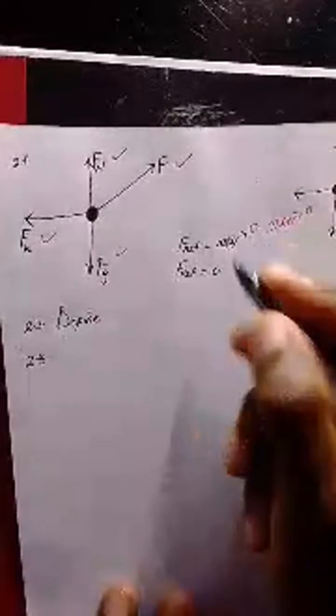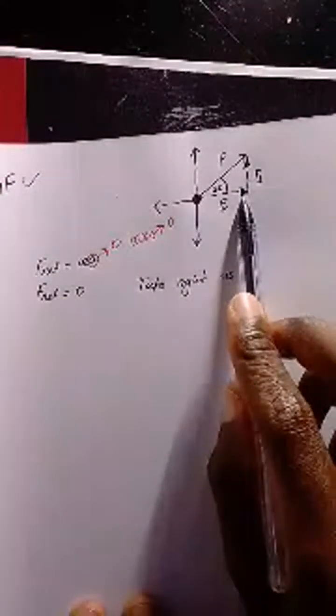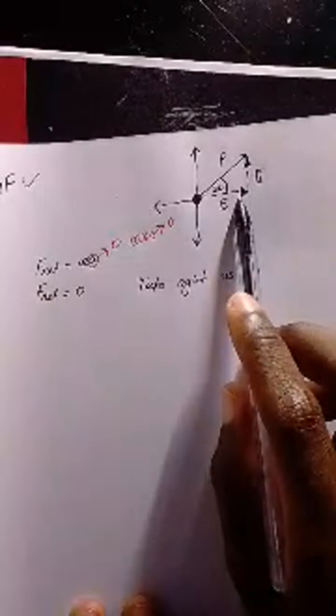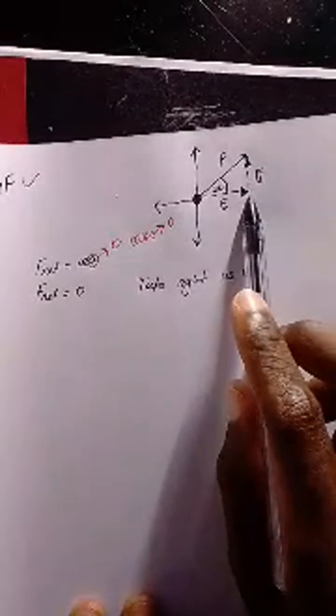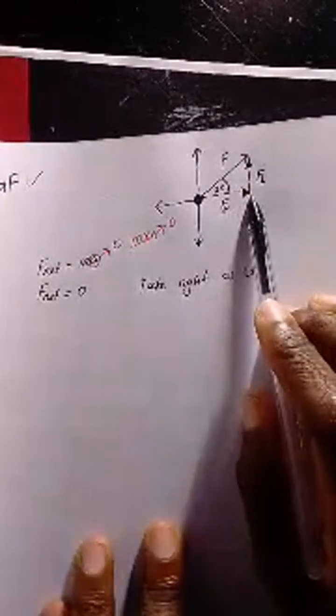So now we need to take a direction. We are on the horizontal. We take right as positive. You see this? This is the head to tail vector. You remember your vectors. Go back to your vectors and try to memorize them. This is the head to tail vector.